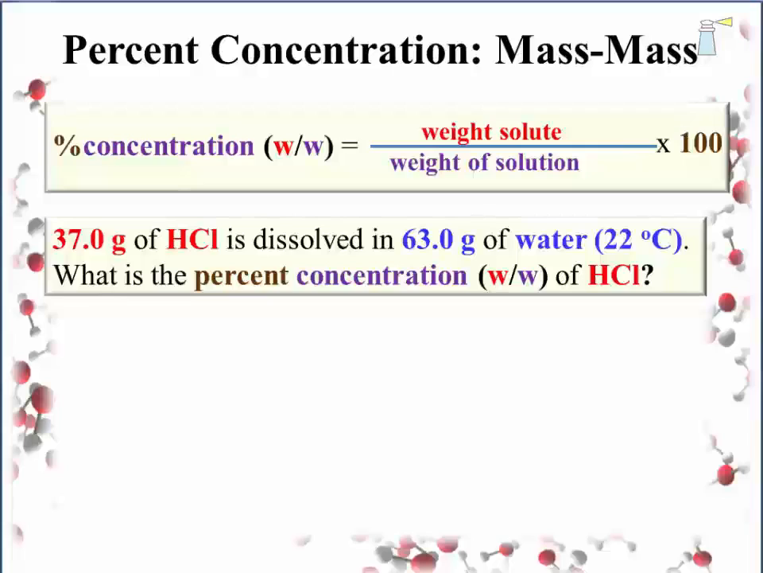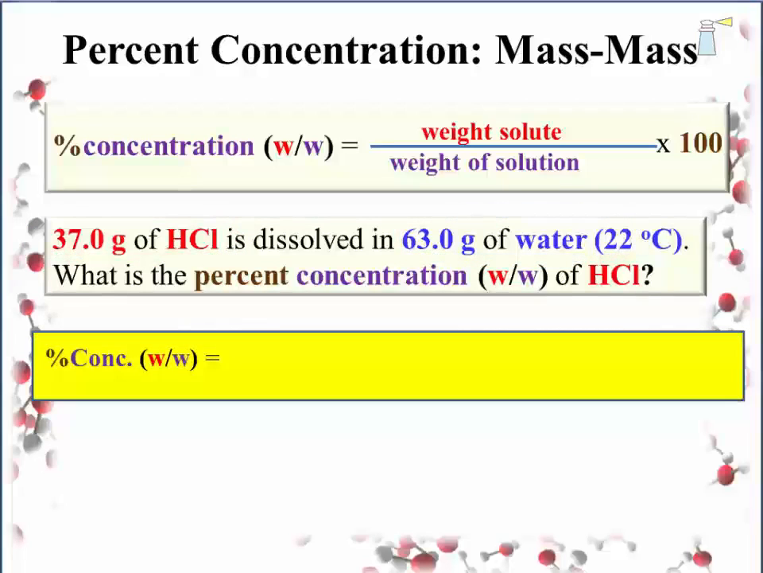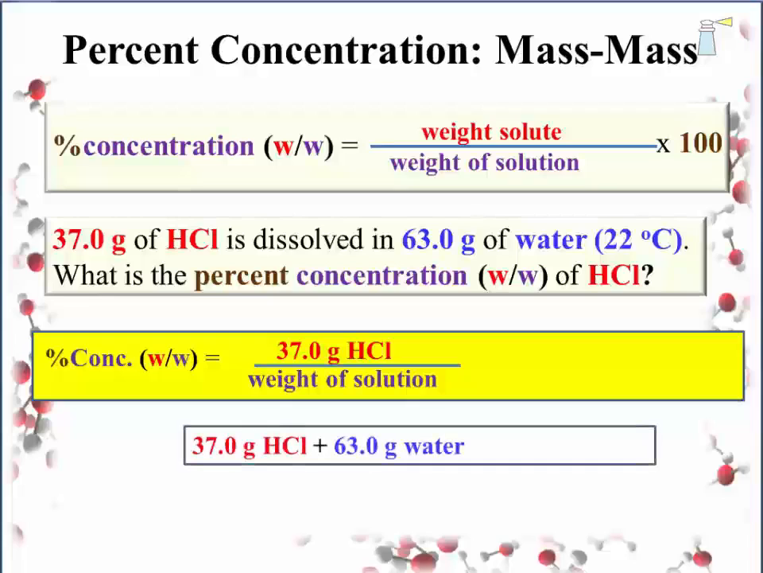37.0 grams of HCl is dissolved in 63.0 grams of water. What is the percent concentration, weight to weight, of HCl? An examination of the problem shows a weight for the solute and a weight for the solvent. The equation for percent concentration, weight to weight, has the weight of the solute over the weight of the solution. But we're not given the weight or volume of the solution. Or are we? Isn't the solution in this problem really just the sum of the solute and the solvent?